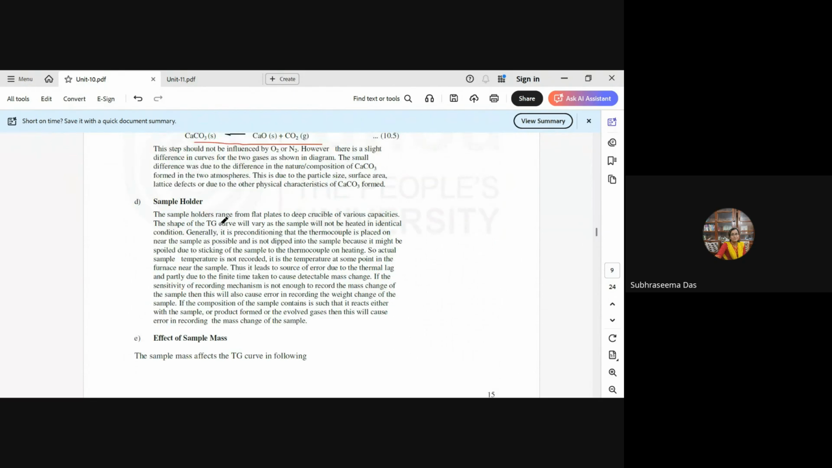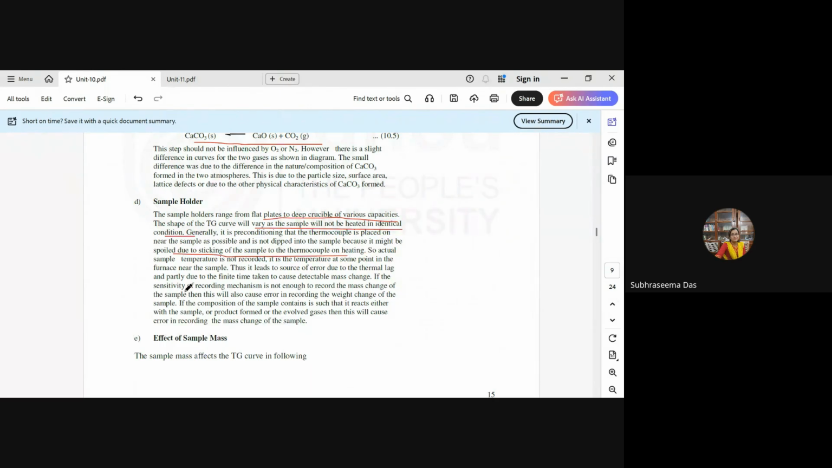Then comes the effect of sample holder on the TG curves. Now the sample holders range from flat plates to deep crucibles of various capacities. The shape of the TG curve will vary as the sample will not be heated in identical conditions. So generally it is a precondition that the thermocouple is placed as near the sample as possible, and it is not dipped into the sample because it might be spoiled due to sticking of the sample to the thermocouple. So thus it leads to error.